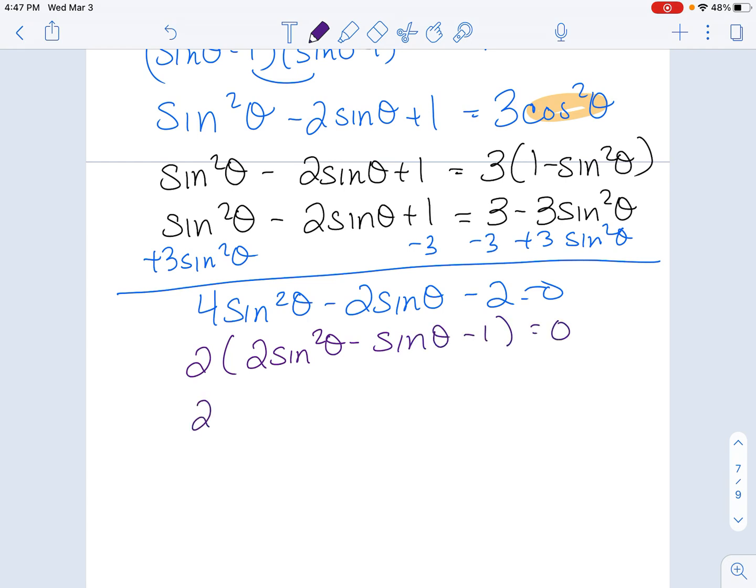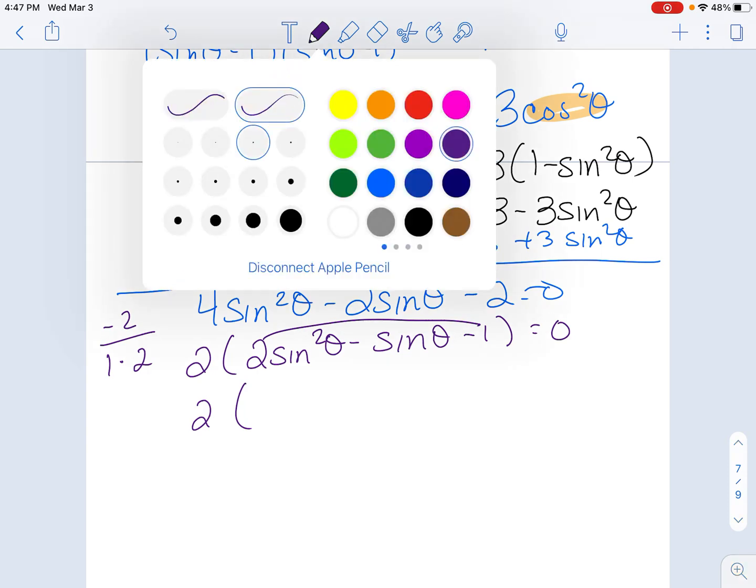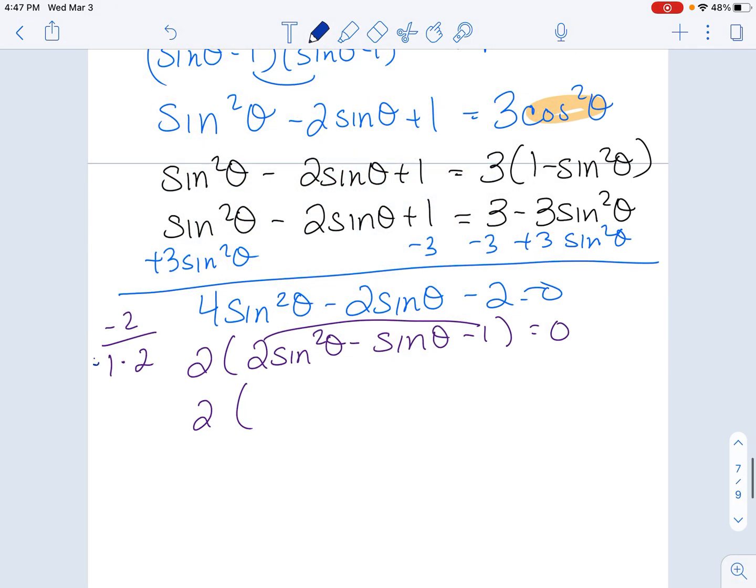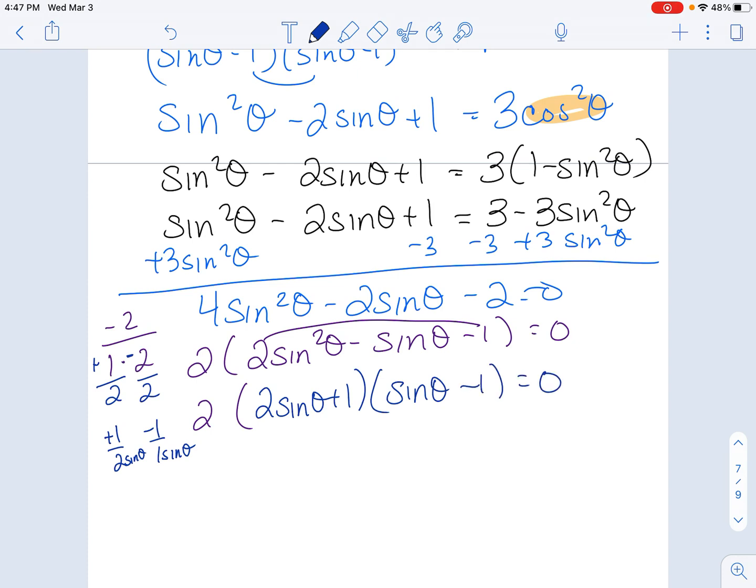Okay, and this actually does factor nicely. On the outside, we're looking for factors of -2. Well, there's only the factors 1 and 2. And if I want to get a -1, that means I need the 1 to be positive and the 2 to be negative. Since it has a leading coefficient of 2, I've got to divide both by 2. So that gives me a positive 1/2 and a -1/1. Throw my sine theta on the bottom. So that gives me 2 sine theta plus 1 as one of my factors, and then sine theta minus 1 as my other factor.